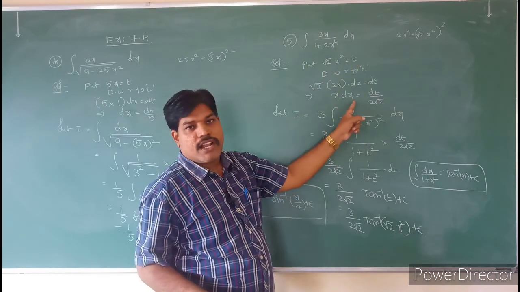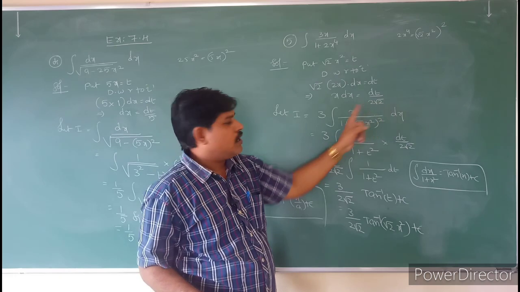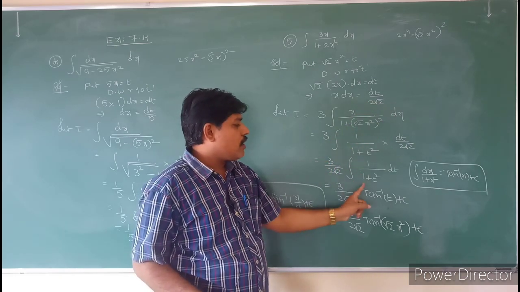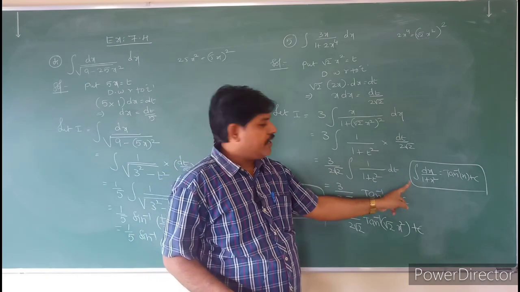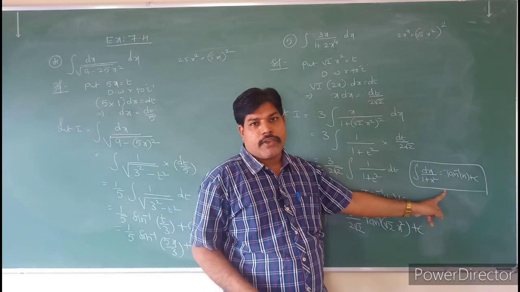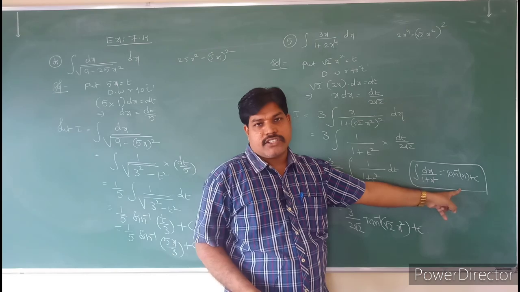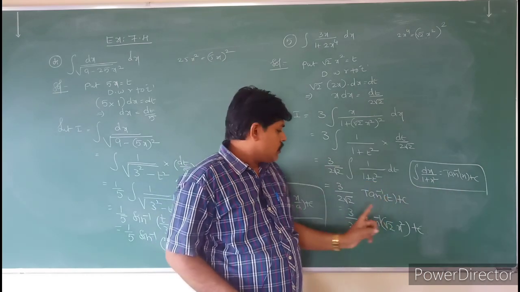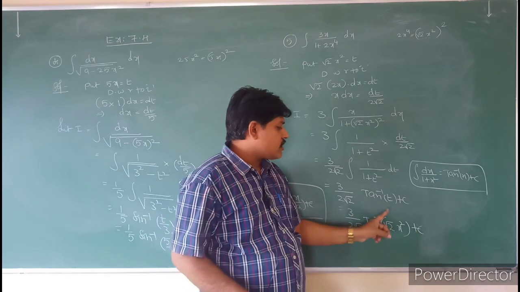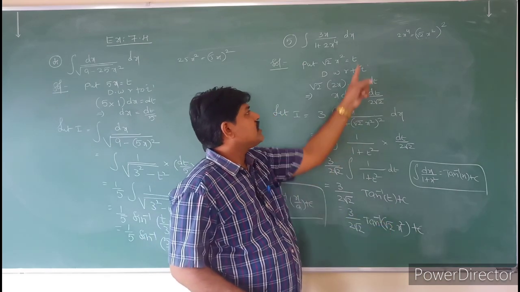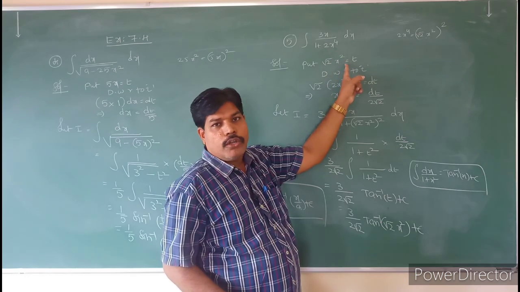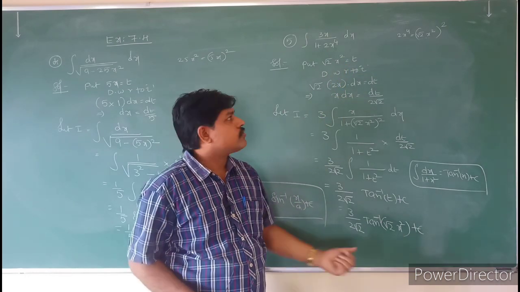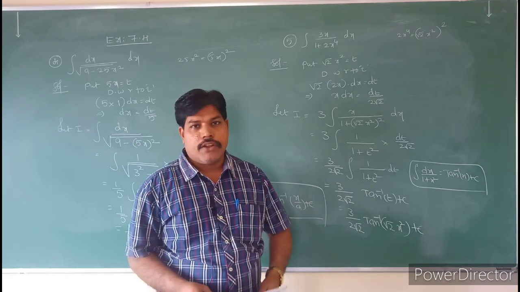So x into dx value will become dt by 2 root 2. Substitute the value here. So 3 by 2 root 2 into integral of 1 by 1 plus t square into dt. It is in the form of integral of dx by 1 plus x square. It is nothing but tan inverse x plus c. So 3 by 2 root 2 into tan inverse t plus c. So that is equal to 3 by 2 root 2 into tan inverse of root 2 x square, replace the value, plus c. Understand students? So we will continue in the next class.